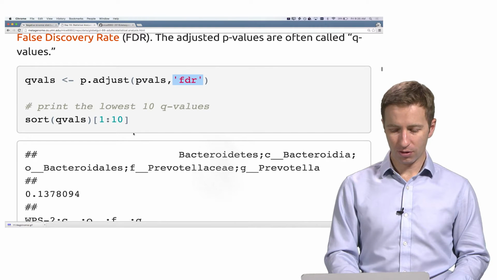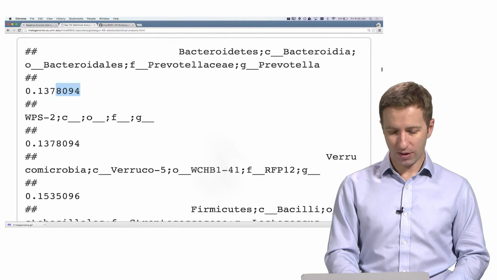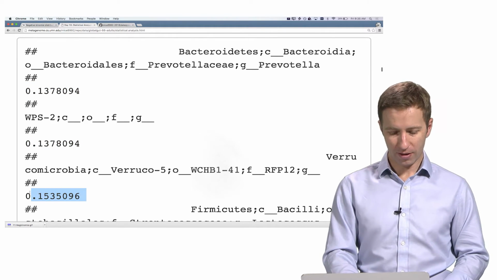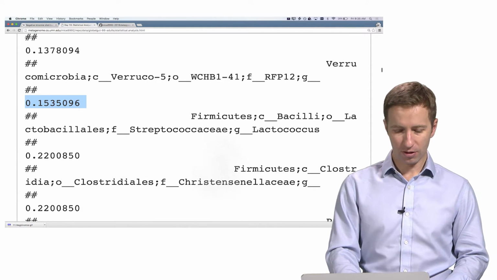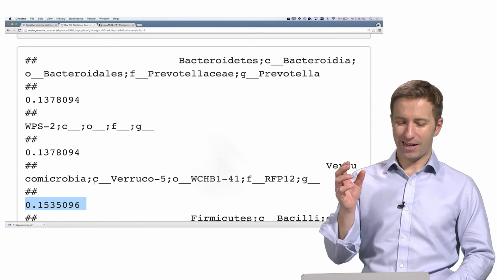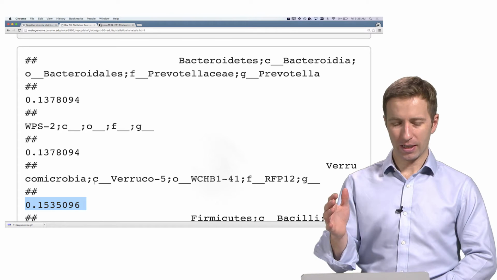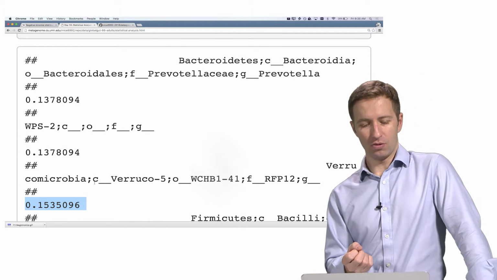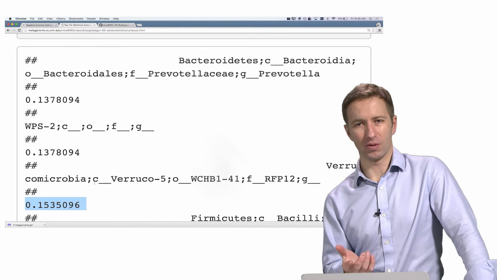Let's sort those and take a look. And here's what we get. Okay, Prevotella, that weird bug, the Verrucomicrobia, a couple of others, Christensenellaceae. These are coming in at a maybe okay FDR rate. So you might be able to use 0.2 as a cutoff for your false discovery rate.